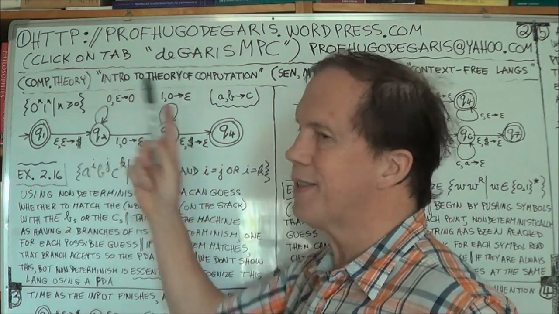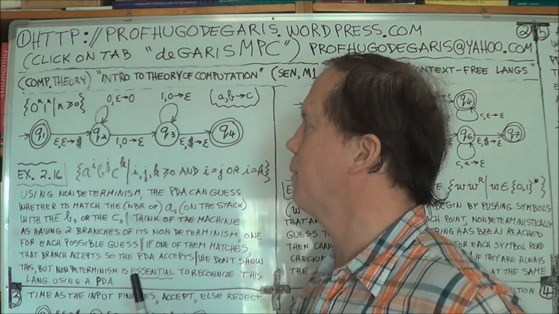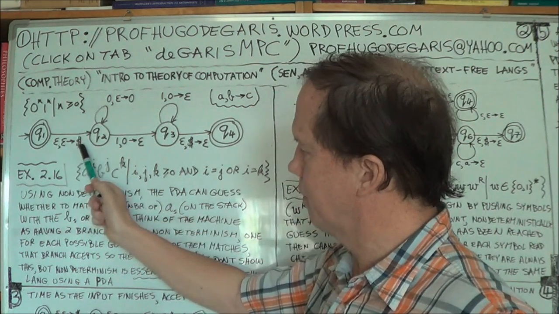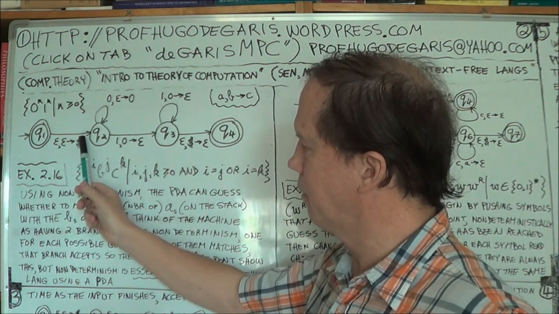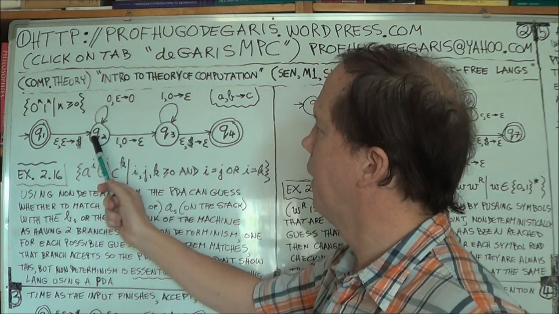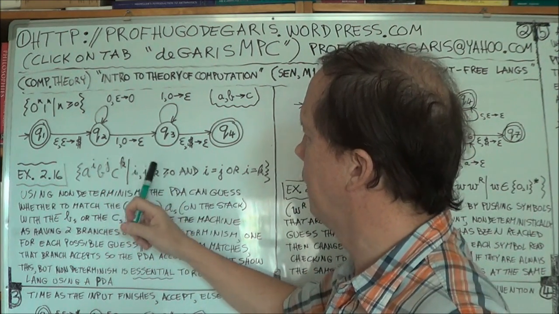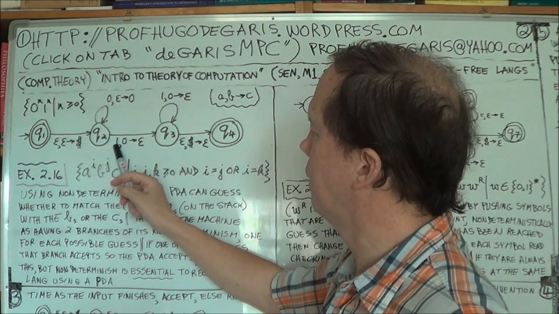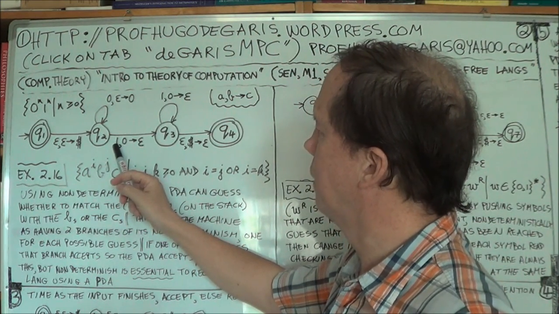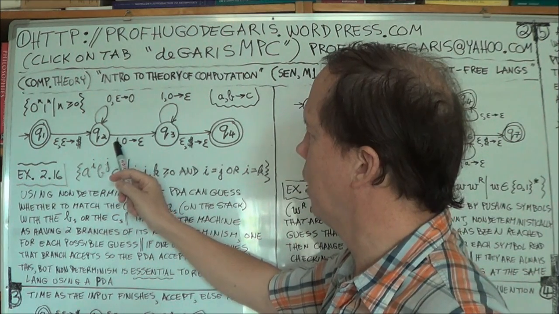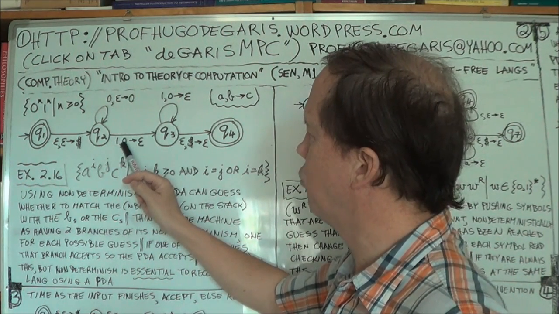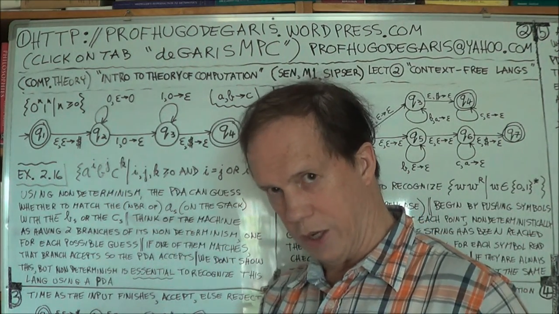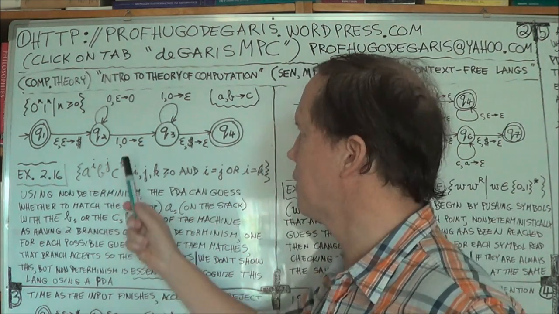Alright, how about a 1? A single 1 comes in. What happens? Well, again, we put a $1 on the stack, and then we read a 1. So that's okay. We read a 1 in the input string, and it is a 1, so that's okay.